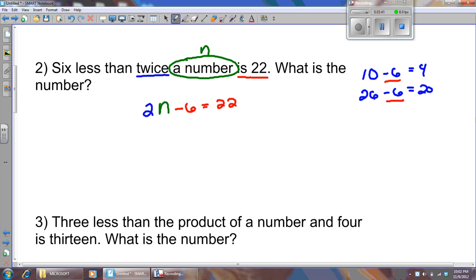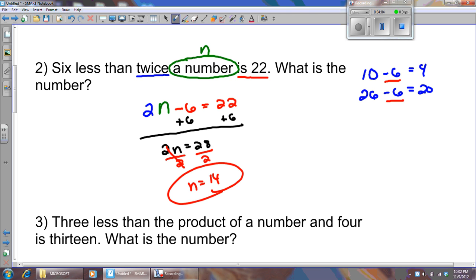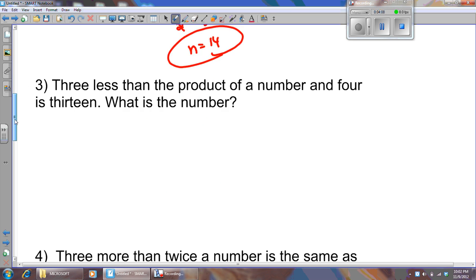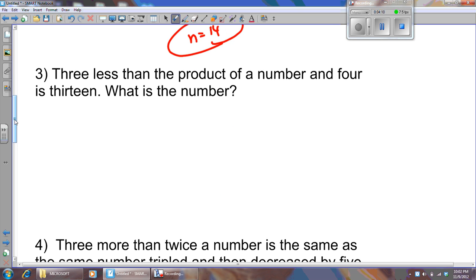All right, I've got a standard two-step equation here. I'll add 6 to both sides. I'll get 2n is equal to 28. Divide both sides by 2. Those will cancel. I'll get n equals 14. And there you go. That's it. Let's try another one. I've got 2 more for you, actually.